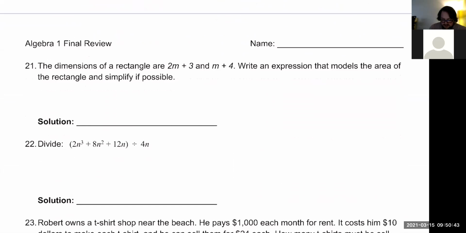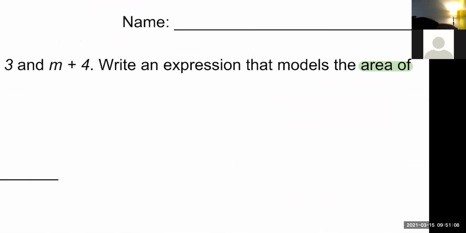Number 21, the dimensions of a rectangle are 2m plus 3 and m plus 4. Write an expression that models the area of the rectangle and simplify if possible. Some things I would pick out very quickly is that it is talking about the area of the rectangle. And how do you find the area of a rectangle?